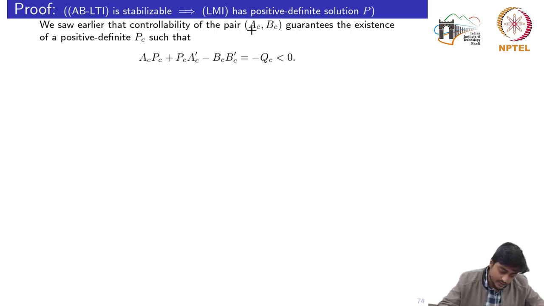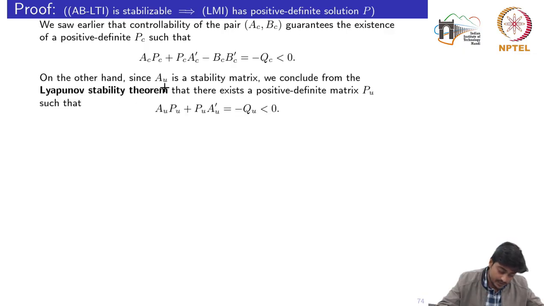First of all, from the controllability of the pair AC and BC, we have this Lyapunov equation in the context of controllability. This is one of the results where we have this BC transpose. Okay, and PC is a positive definite solution satisfying this equation.